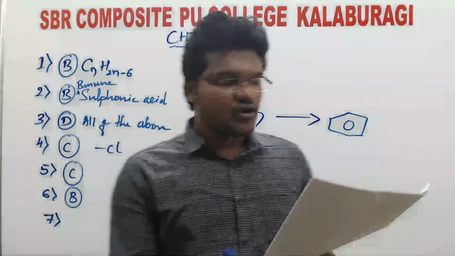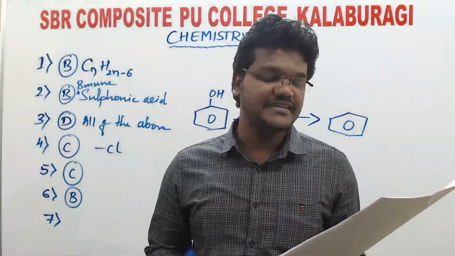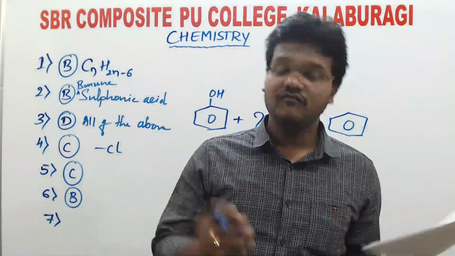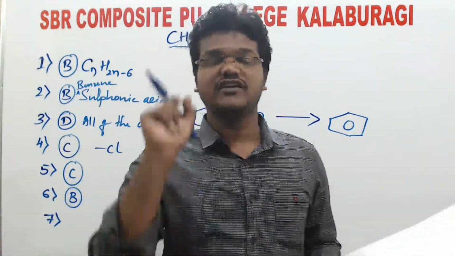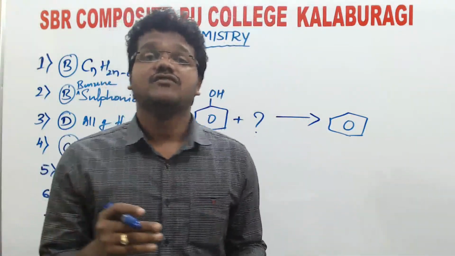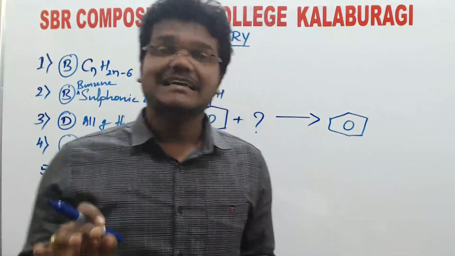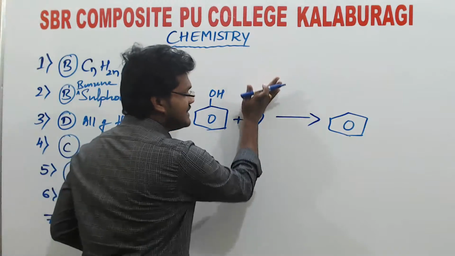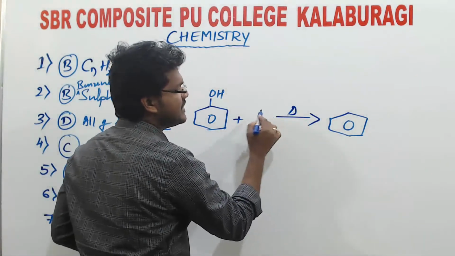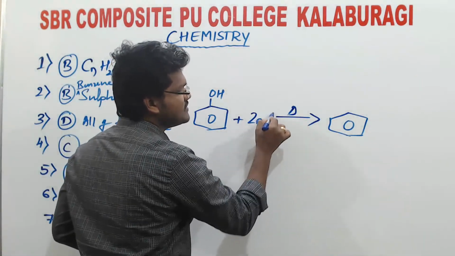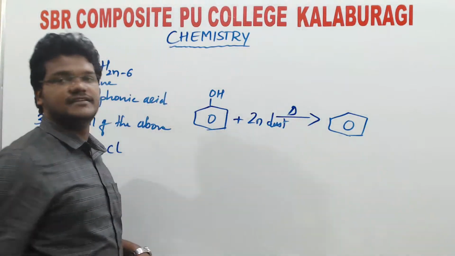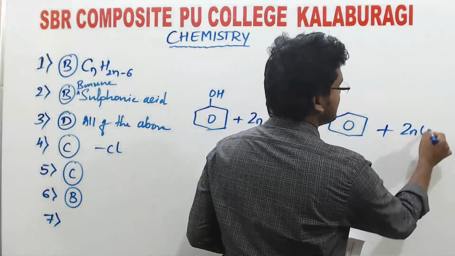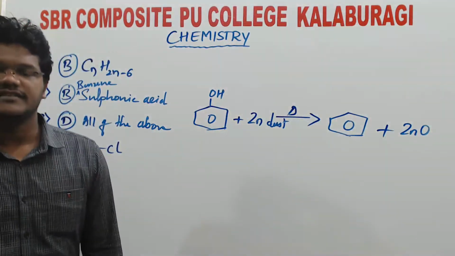First one is copper turnings. Option B is aluminum dust. Option C is zinc dust. Obviously, option C is the correct answer. You can go through the preparation of aromatic hydrocarbons. Even in NCERT itself, they have clearly mentioned that whenever phenol is heated or distilled in the presence of zinc dust, you are going to get benzene plus zinc oxide.